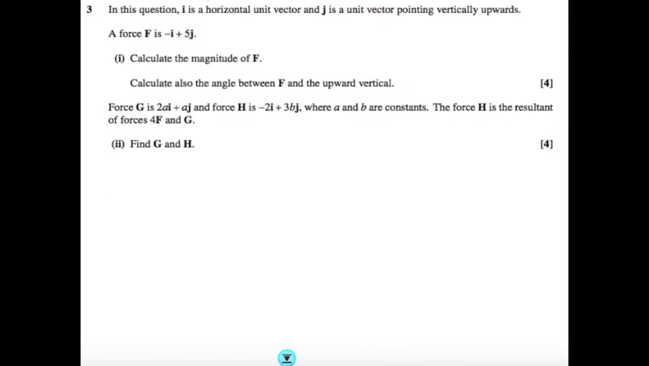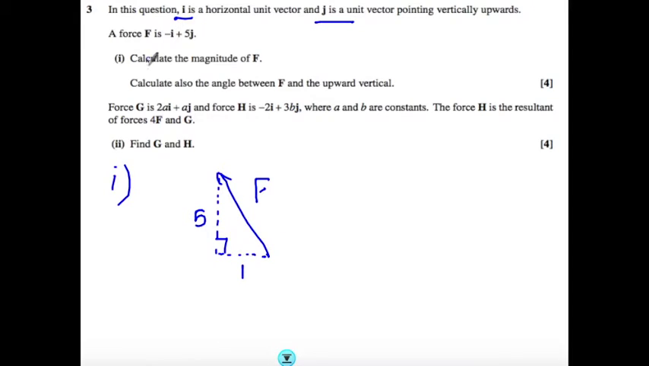Moving on to question 3. We've got more vectors here in terms of i's and j's. So they've told us i is a horizontal unit vector and j is a unit vector pointing upwards, which is pretty standard. So part 1, they've told us force F is minus i plus 5j. So we can think of that as pulling 1 to the left and 5 up. So if we try and picture that, it's pulling 1 newton to the left and 5 newtons up. And so this will be F.